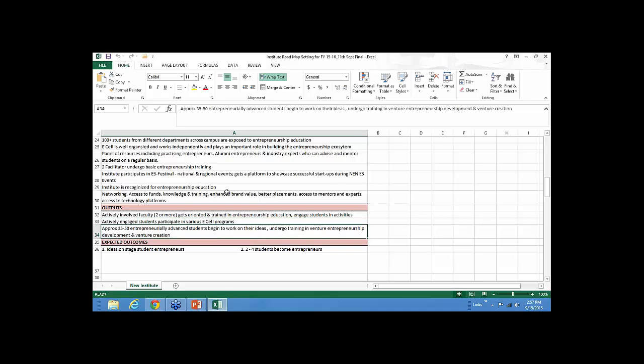You also need to identify 35 to 50 entrepreneurially advanced students to work on their idea. The reason we have come up with this number is, if you have 35 to 50 entrepreneurially advanced students who are very clear that they want to start their own venture, there are chances that out of this only 2 or 4 will actually become entrepreneurs. So these are the ratios that you need to look at as a new institute.